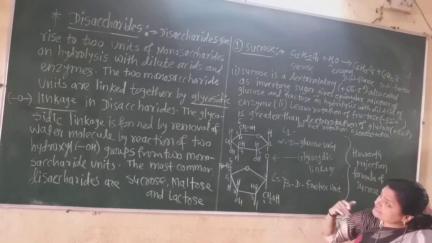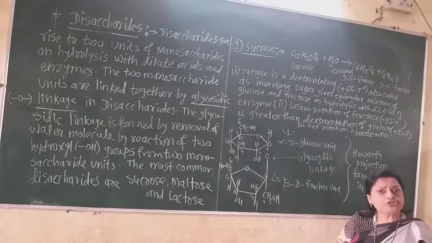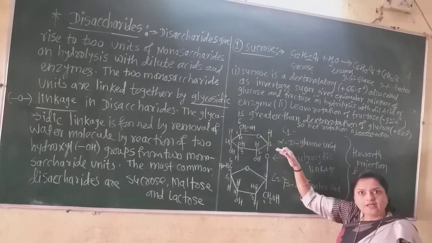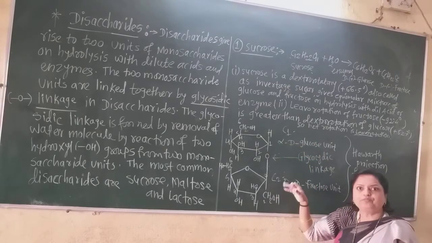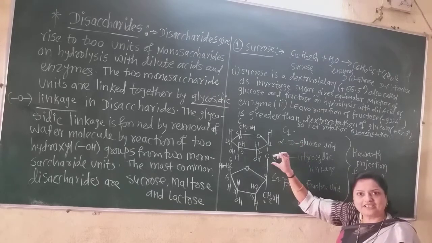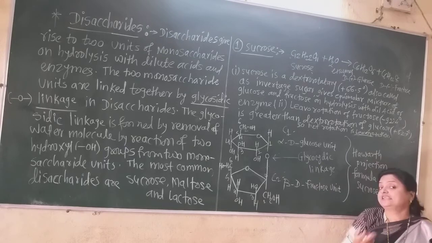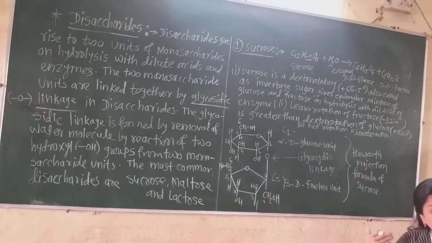But why is sucrose not a reducing sugar? Because in sucrose the aldehyde group and the ketonic group of fructose are converted into the glycosidic linkage or glycosidic bond, as there is no aldehyde group. So sucrose is a non-reducing sugar. Remember that. They may ask you the question, why is sucrose a non-reducing sugar? That is the answer. Now this is about the first disaccharide, that is sucrose.